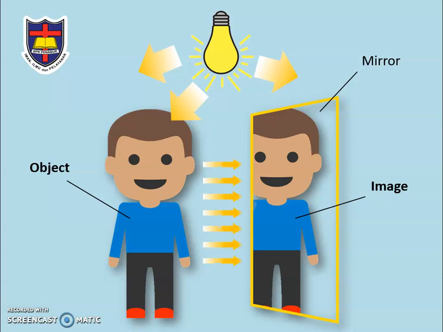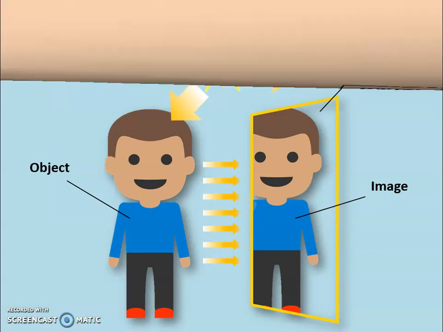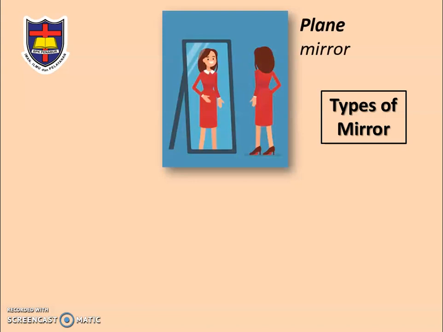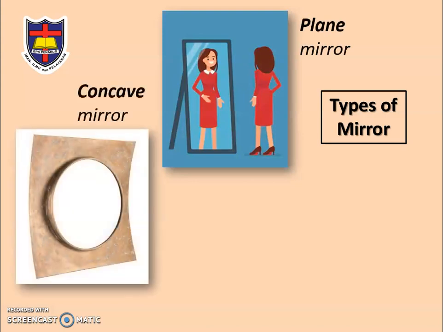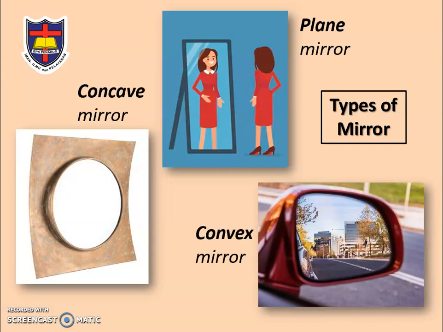In general, there are three types of mirrors, which we are going to learn in today's video. They are plane mirror, concave mirror, and convex mirror. Let's study the reflection of light and the formation of image on each of these mirror types.